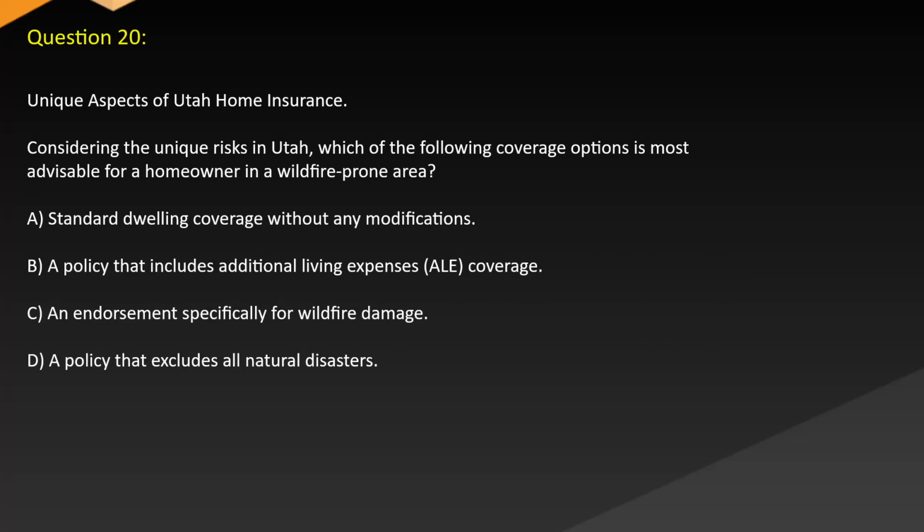Question 20. Unique aspects of Utah home insurance. Considering the unique risks in Utah, which of the following coverage options is most advisable for a homeowner in a wildfire-prone area? A. Standard dwelling coverage without any modifications. B. A policy that includes additional living expenses coverage. C. An endorsement specifically for wildfire damage. D. A policy that excludes all natural disasters.